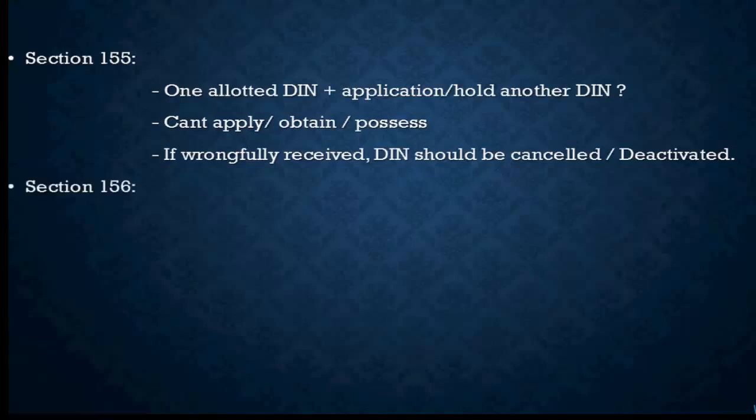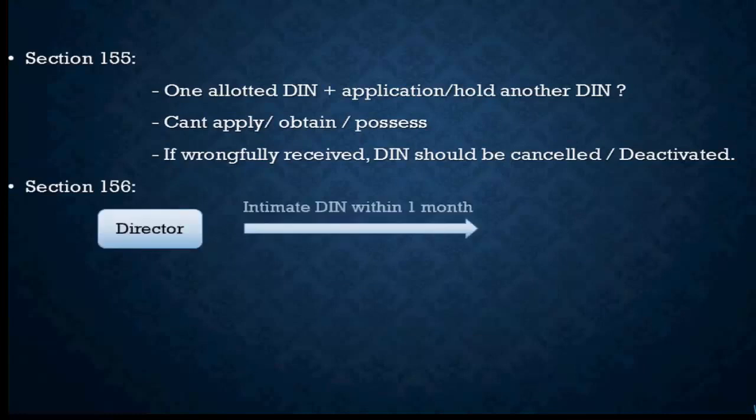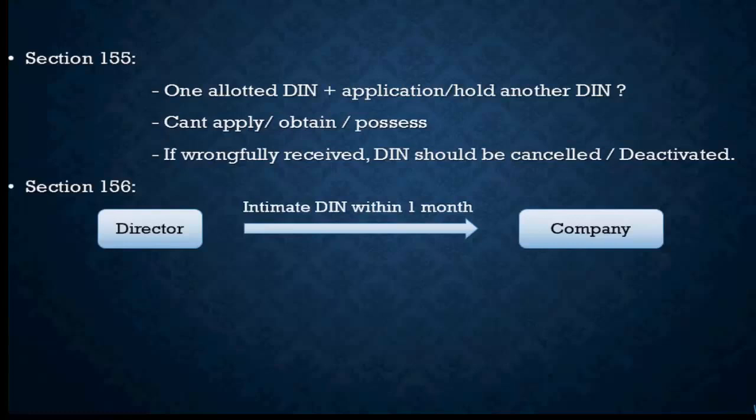Right? Then we have the provisions of section 156, as per which the director has to intimate the DIN to the company within a period of 1 month. So when a director is appointed to the company, after the enactment of the Companies Act, the director has to hold a DIN to be eligible to be a director. But the directors of a company before the enactment of this Act will continue to be directors and will now apply for a DIN to the Central Government, right? And they will hold the DIN within the period of the next 6 months.